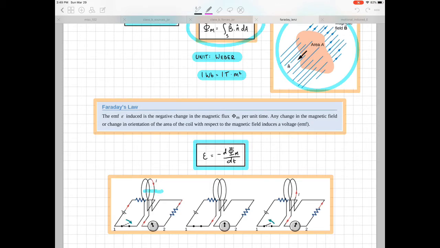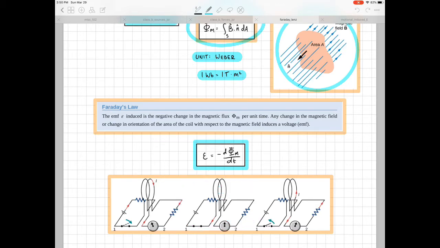Let's look at the middle picture. The switch was closed, and so this is just some time later. So the current in the left circuit is just some constant value. So there is a B field generated by the left loop, but it's constant because the current isn't changing. And so what that means is there's no induced current in the right-hand loop, and you can see that by the galvanometer not deflecting.